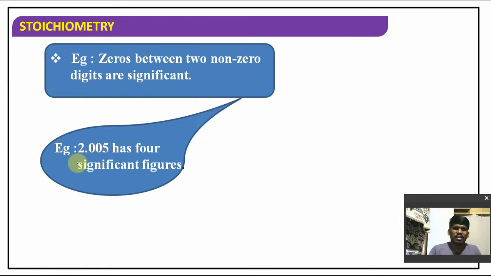Now rule number 3: zeros between two non-zero digits are significant. As I told you, all non-zero digits are significant, but 0 by itself is insignificant. But if 0 is present in between two non-zero digits, like 2.005, in such cases these two zeros also should be considered as significant figures. So it is 1, 2, 3, 4. How many significant figures are there? Total 4 significant figures. Hope you understand, guys.